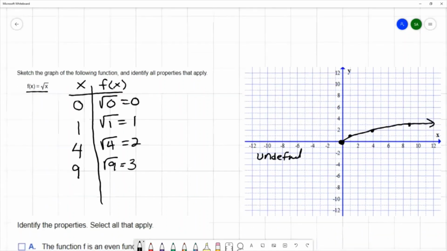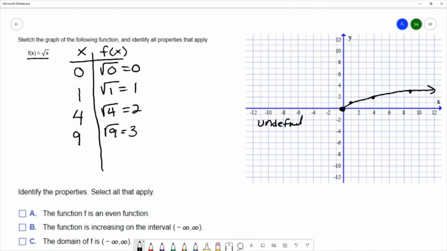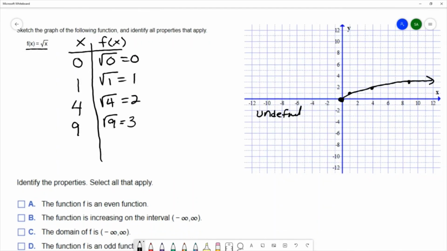Let's take a look at the properties. The first property says the function is an even function. And for you to have an even function, you need to have y-axis symmetry. So you need to have a mirror image over the y-axis. So whatever you have to the right of the y-axis, you also need to have to the left. If we take a look at our quadrant 1, comparing it to quadrant 2, you can see that we don't have a mirror image over the y-axis, so we would not select this property.